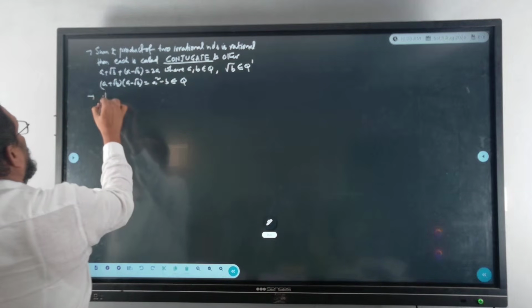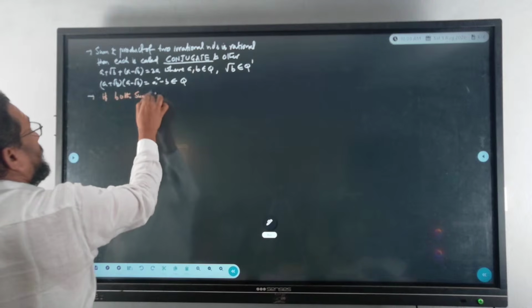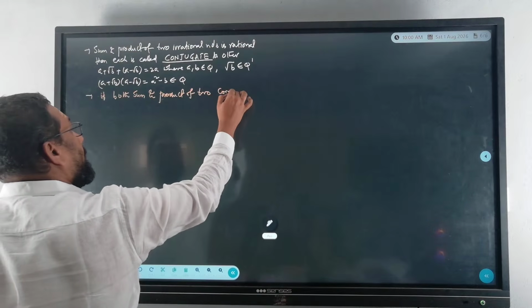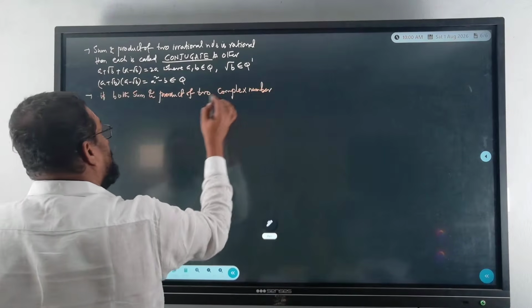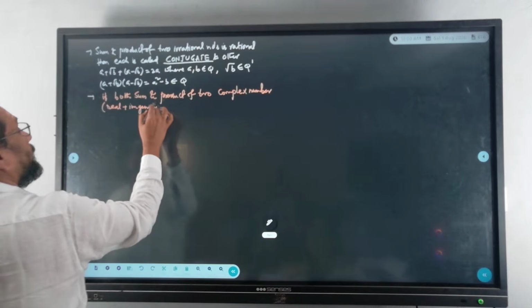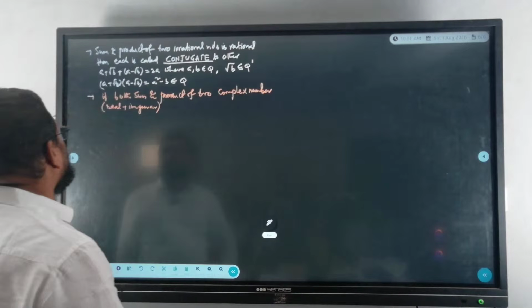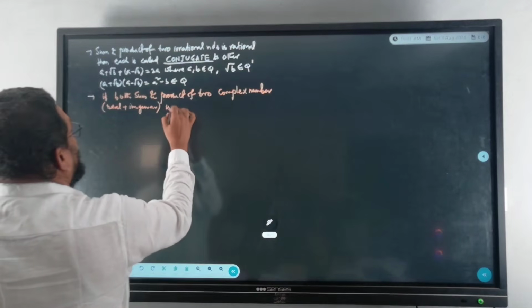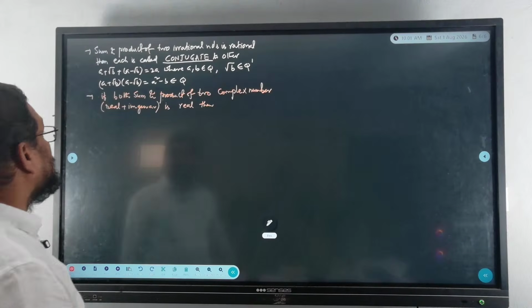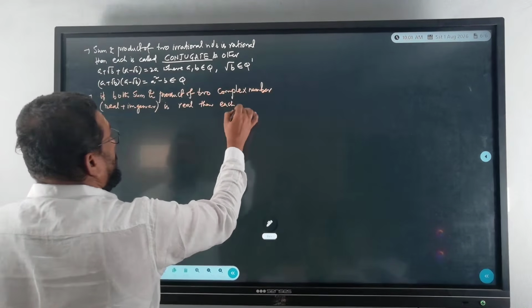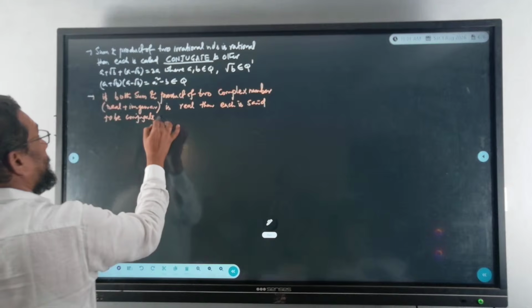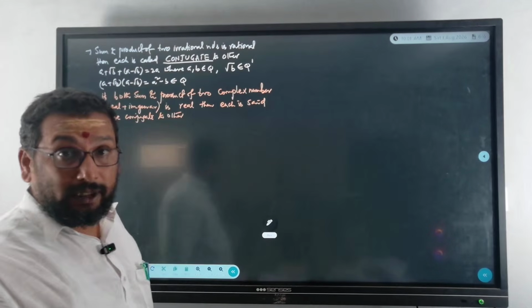Next, if both sum and product of two complex numbers, complex numbers means real plus imaginary, okay, real plus imaginary, is real, then each is said to be conjugate to the other.